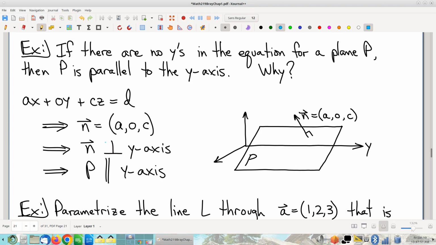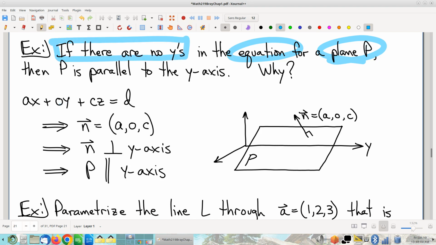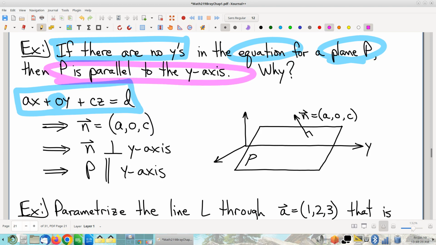It's not a deep fact, but it's a nice one to have right on the tip of your tongue. So here it is. If you have a plane, and if the equation has no y's in it, right? So if the coefficient for y is 0, and it does surprisingly often, you get an immediate, free geometric conclusion, and that is that your plane must be parallel to the y-axis, like I have it drawn here.